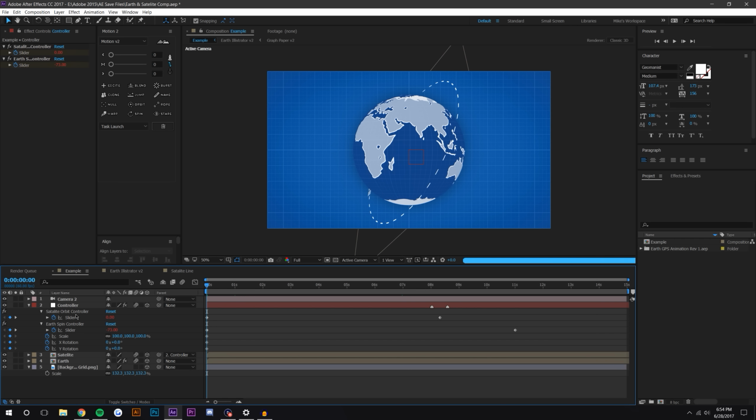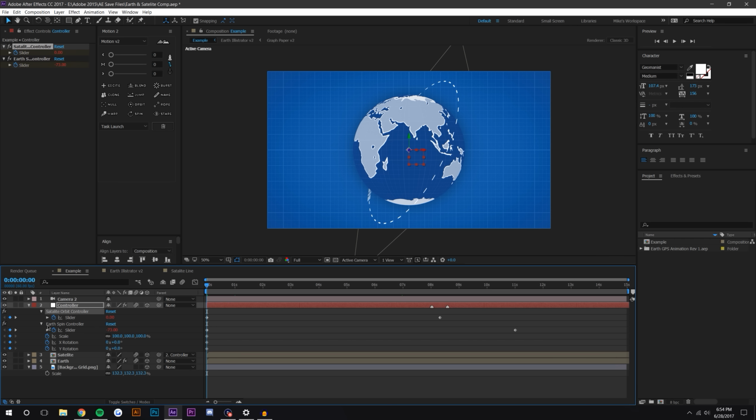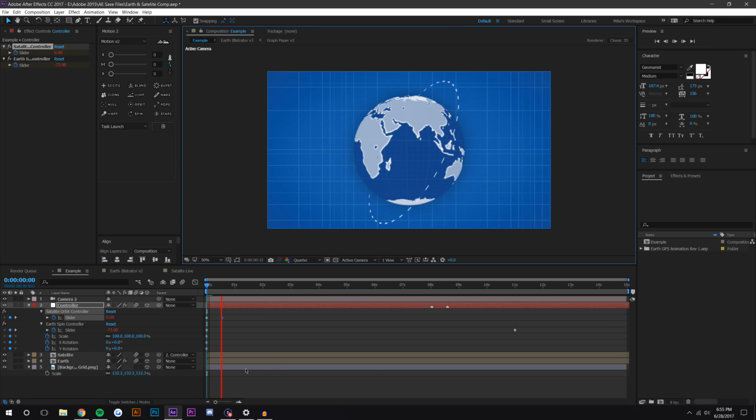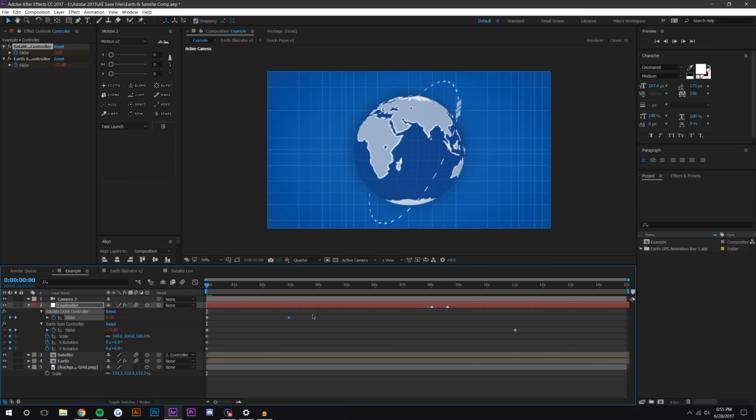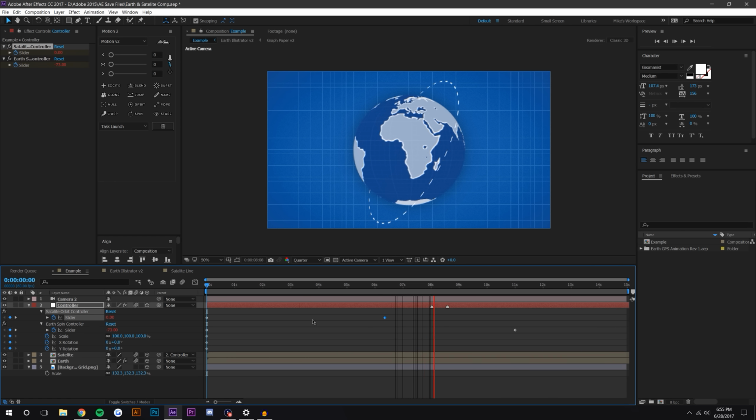What's great about this is you can change the satellite orbit speed and the Earth spin speed here by just moving around these keyframes. The tighter this is, the faster the satellite will spin around the planet. And if you drag this keyframe out, it's much slower. So it's a really simple way to change the speed of the satellite, and of course it just continues spinning using some formulas.